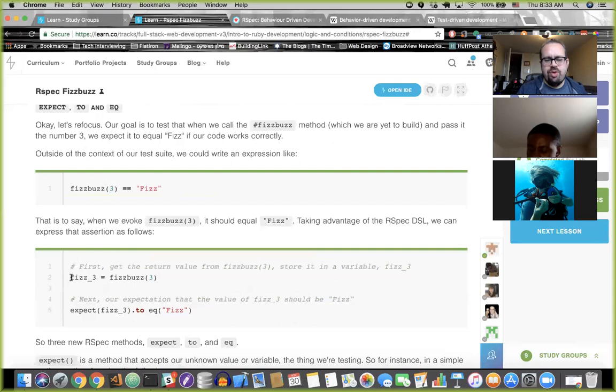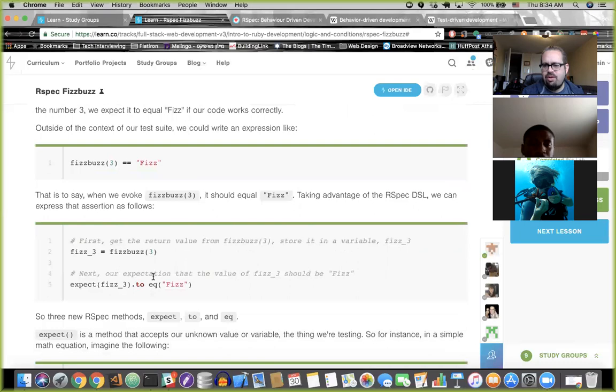So Fizz3, which we said we would get back to in a minute, in this fictional example, is a fictional variable that we assign the value of what we get back when we run FizzBuzz with an argument of 3. So that's all that Fizz3 is here in the code. Fizz3 is a variable that we created to hold the value of FizzBuzz with an argument of 3. And so we're saying that the value of this variable will equal the value of this program when it's run with an argument of 3. That's all it's saying.